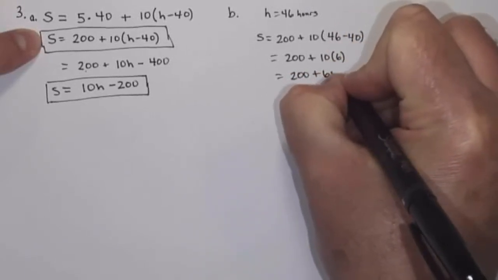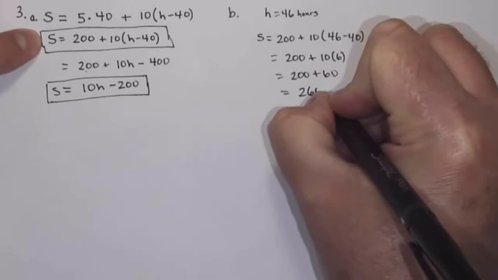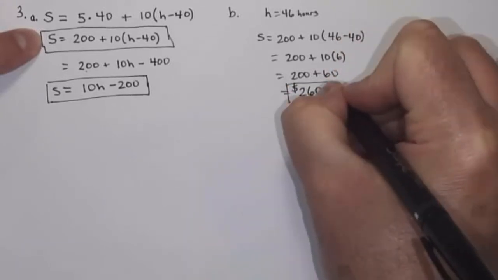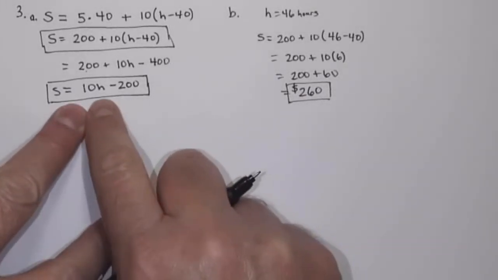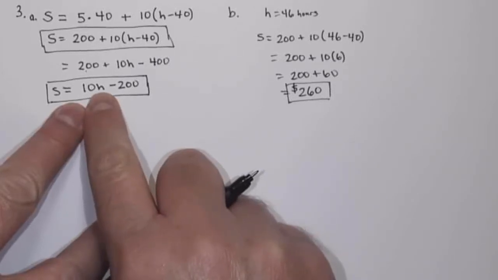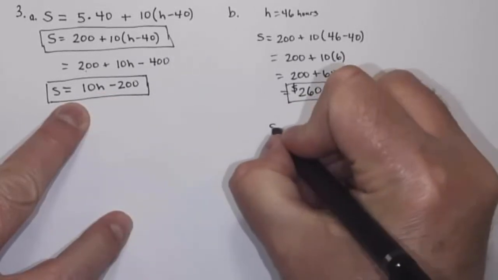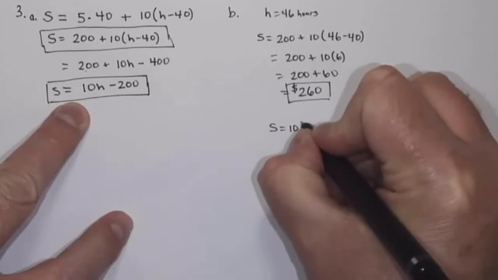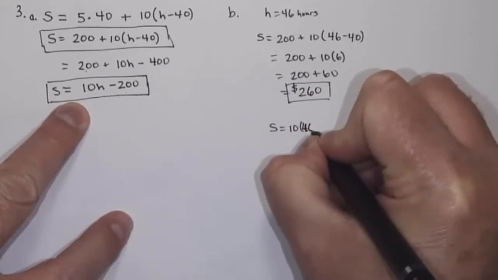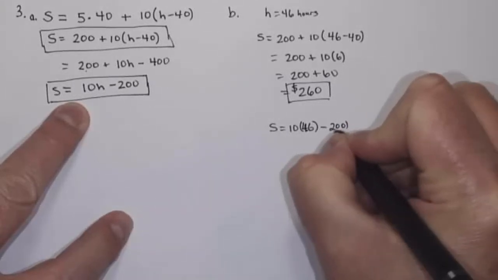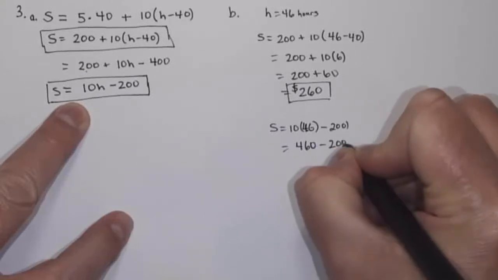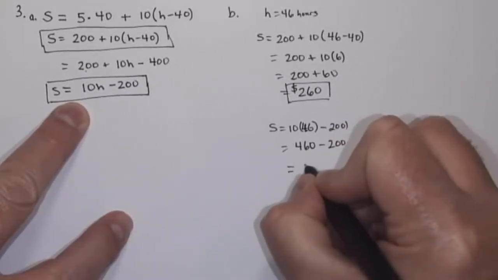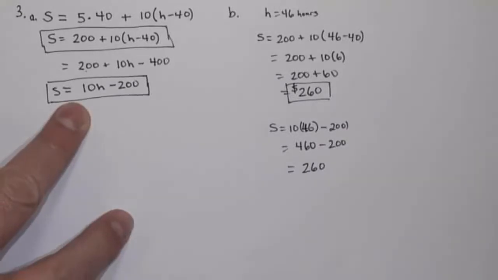So 200 plus 60. And so that would be 260. So if Daryl worked 46 hours, he would make $260. Now, just for the sake of it, we could have also substituted the 46 for h in the second equation that I have here, so we would get the same answer. So we'd have 10 times 46 minus 200. 10 times 46 would be 460 minus 200, and that would still be 260.